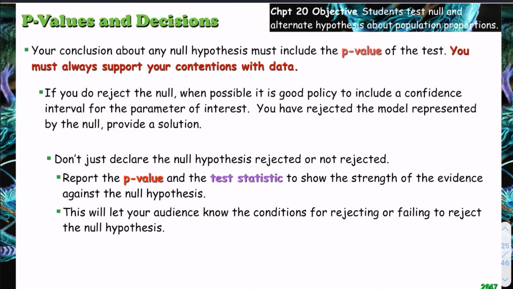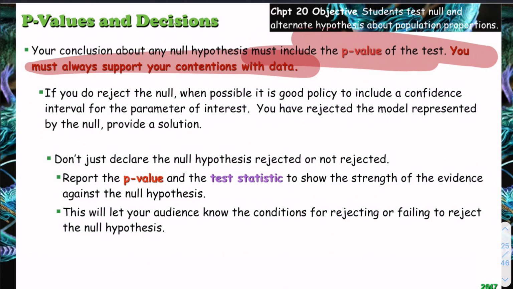So your conclusions about any null hypothesis must include the p-value of your test. You must always support your contentions with data. This is what this class is about. You've got to support your work with data. If you do reject the null, when possible, it is good policy to include a confidence interval for the parameter of interest. Now, I just said that really fast, but it's good practice that if you reject the null, you also build a confidence interval of where it could be.